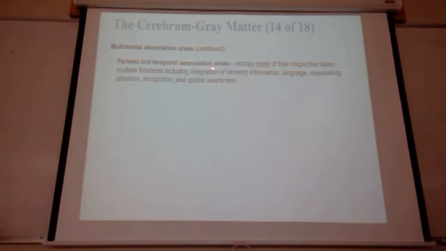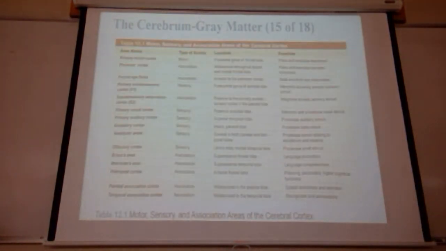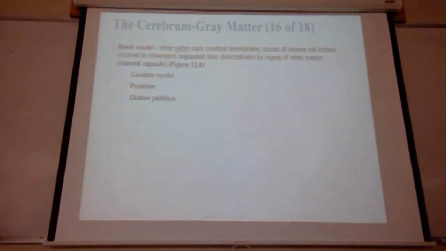Again, keep in mind, anything that is an association area is the part of the brain where you're going to put pieces together. You're going to associate this with this. And again, there are all of the different area names, their type of cortex, their location, and their functions.